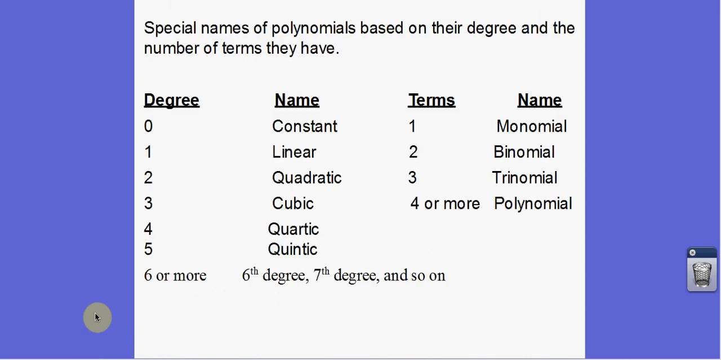Alright, next page here. Some special names of polynomials based on their degree and the number of terms they have. These names will help us classify polynomials. We classify 2 ways, by degree and by the number of terms. So I'll refer to this chart as we do the final 2 examples here.